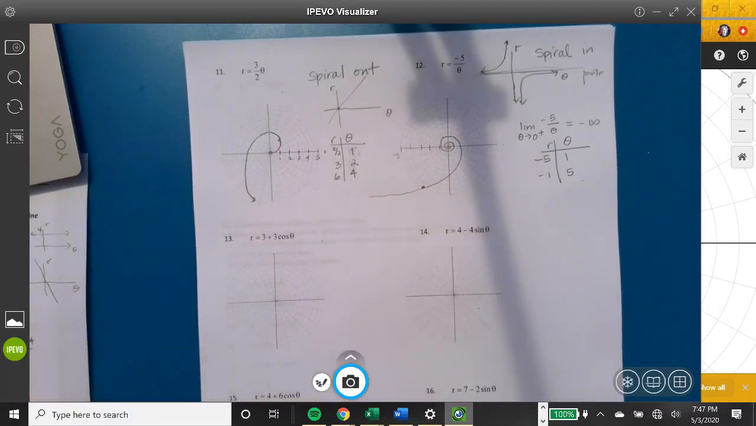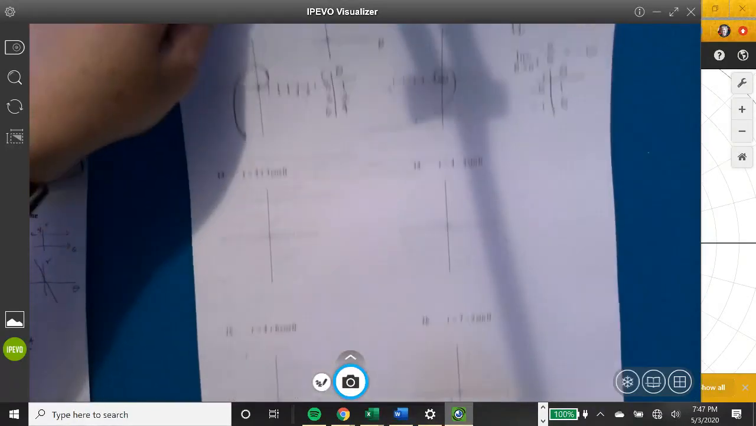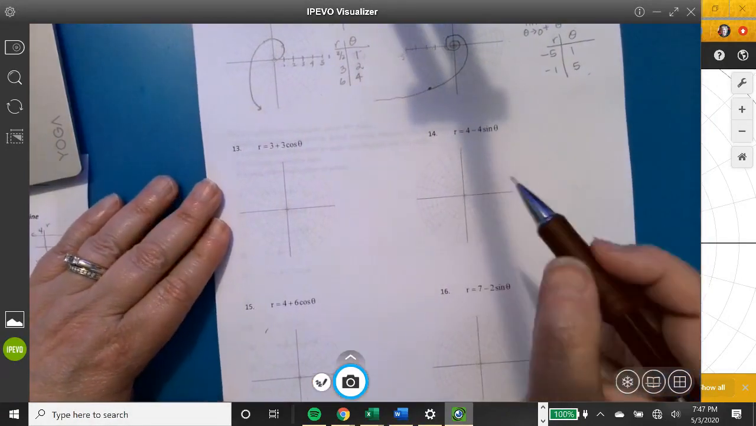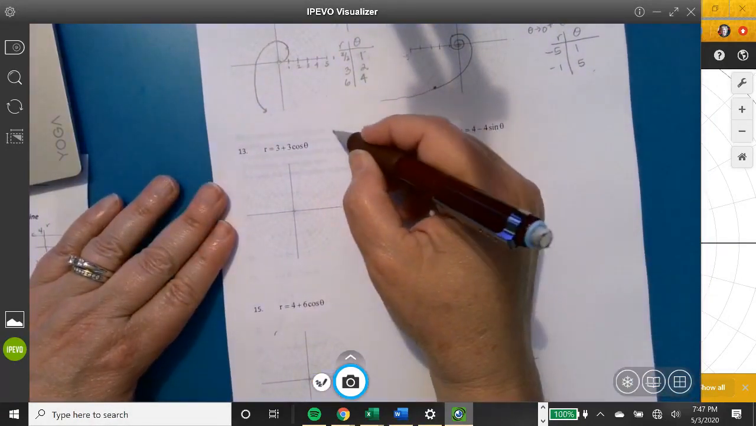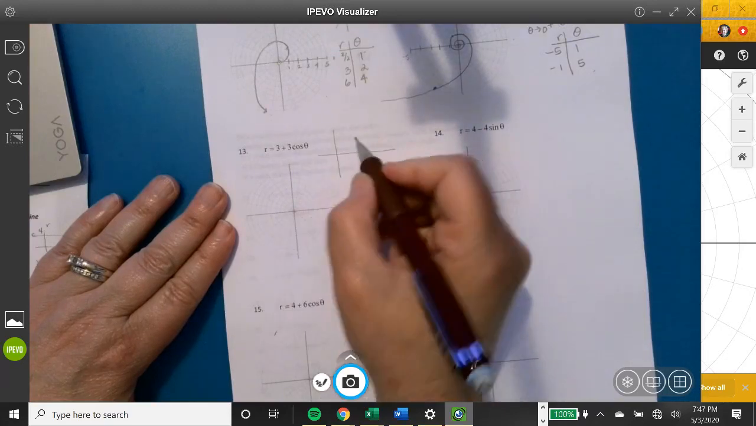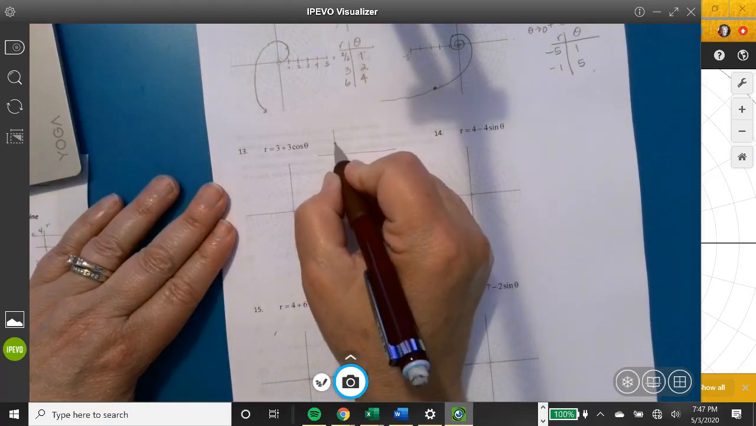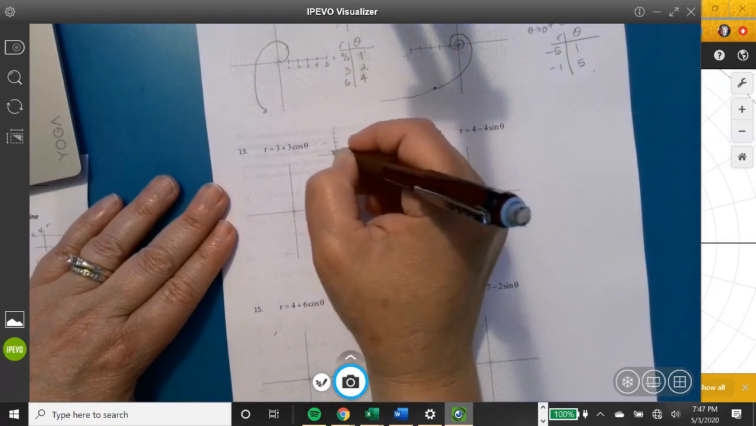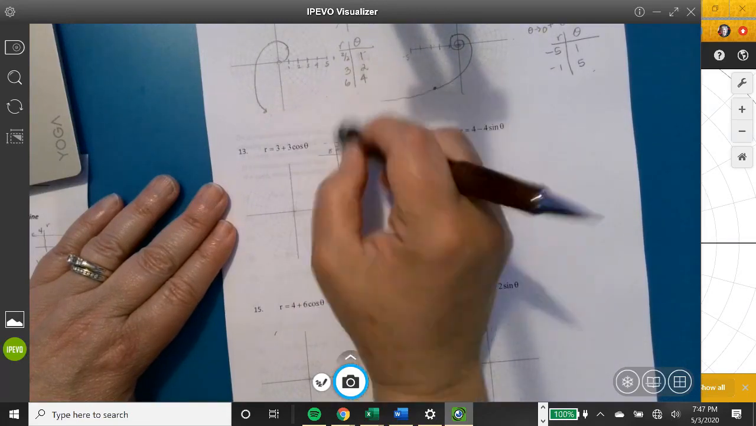All right, let's leave spirals alone for a while and go to something we're more comfortable with. This is a cosine curve with no period change, and the midline is 3. Amplitude is 3. So this is 0. Oh, sorry, try again.